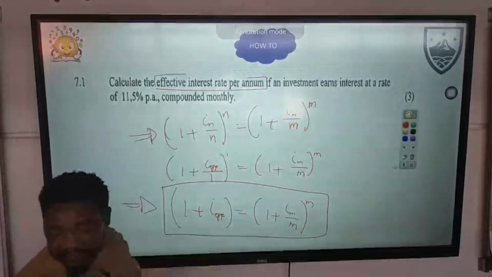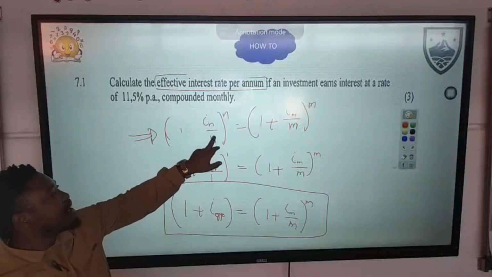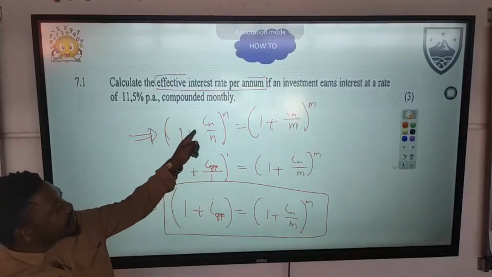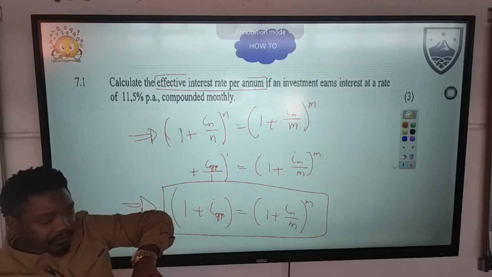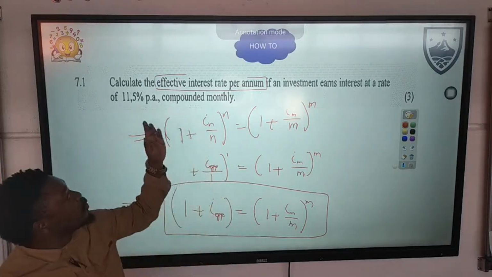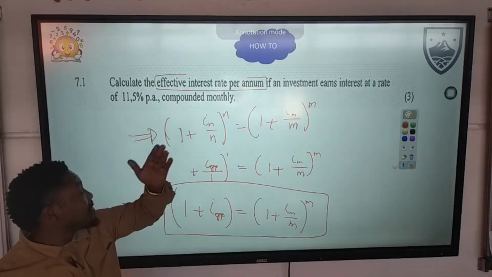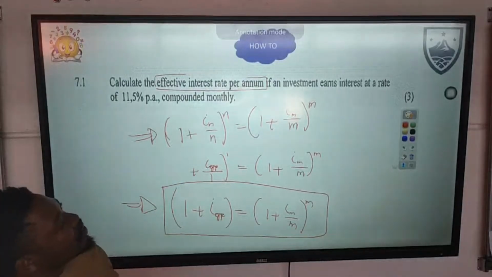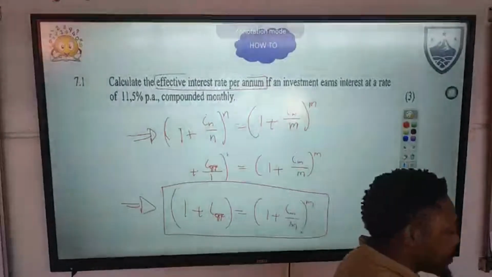So if they say effective interest, you can write 1 plus i effective, or you can still use this one, but do remember that this comes from per annum. Just get to remember that. So you are going to be given, almost, I think 90% of the time, when you're going to be tested in grade 11 finance, they will ask you about the effective interest rate.